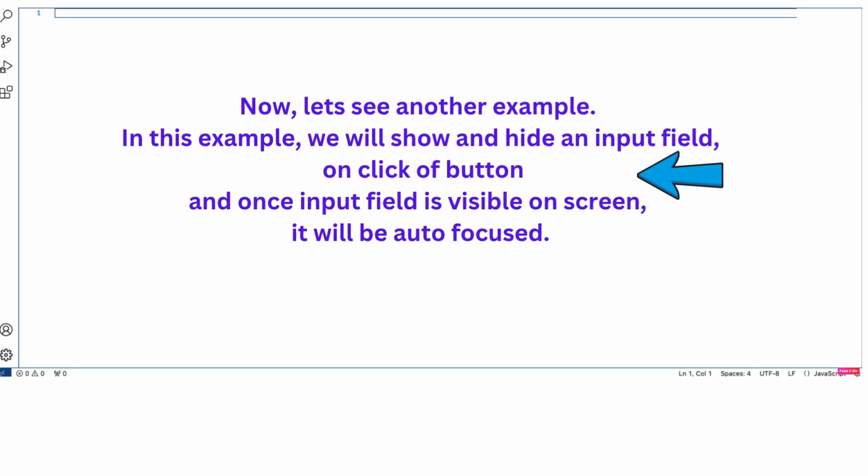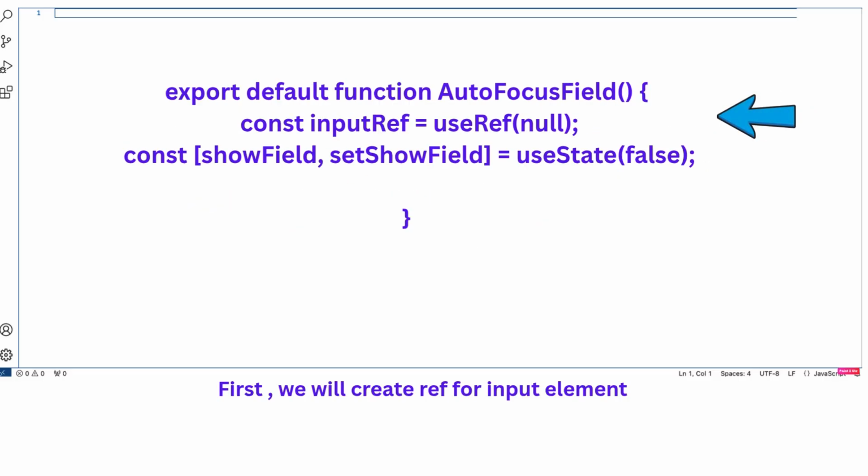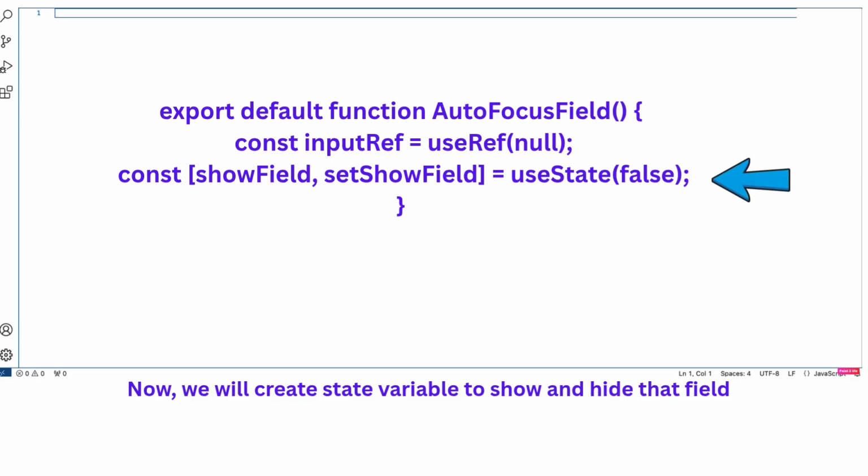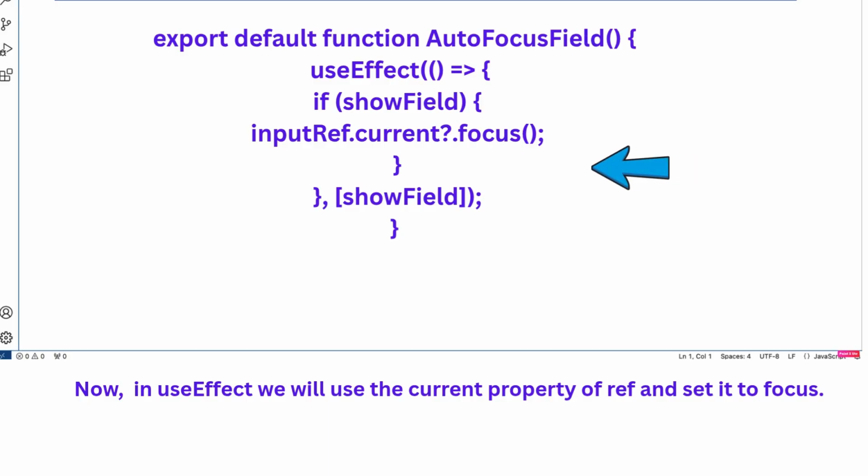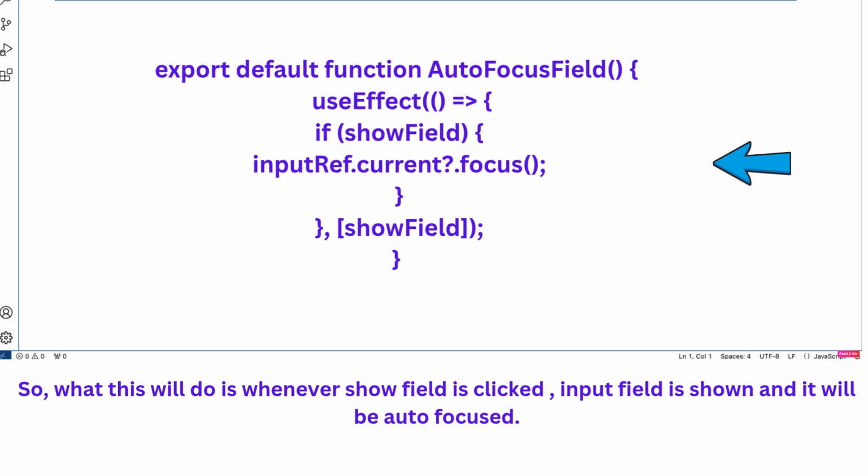In this example, we will show and hide an input field on click of a button, and once the input field is visible on screen, it will be auto-focused. First, we will create ref for the input element. Now, we will create a state variable to show and hide that field. Now, in useEffect we will use the current property of ref and set it to focus. So, what this will do is whenever show field is clicked, the input field is shown and it will be auto-focused.